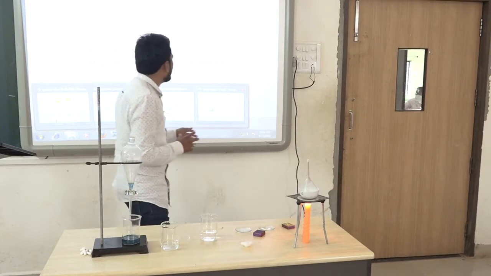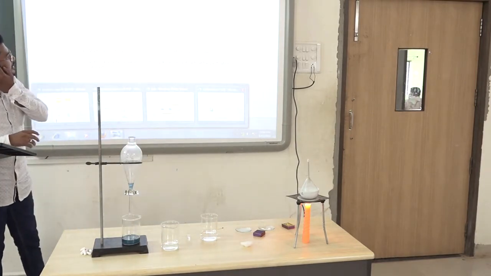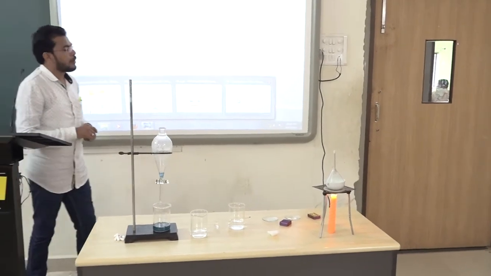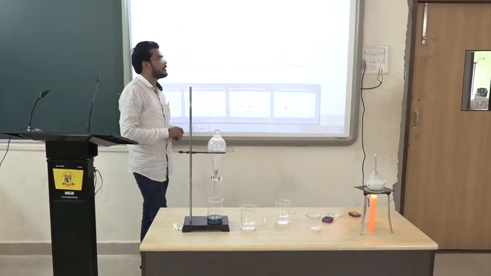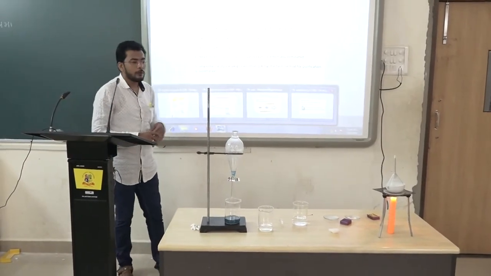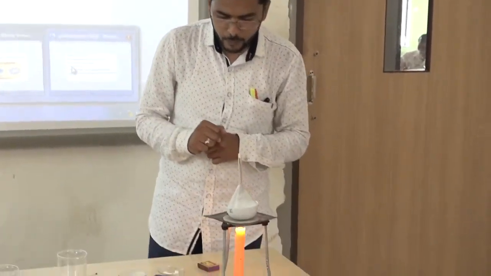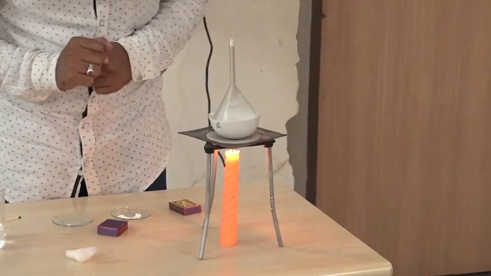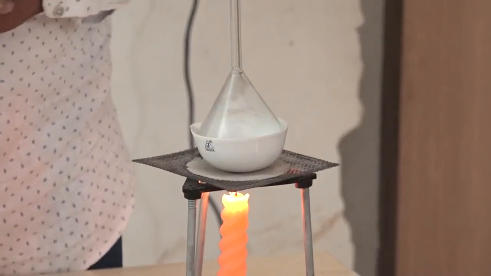And the advantages of this sublimation process: the main advantage is that it is used for purification. Second, that the minimum amount of product is lost. Third, we do not use any solvent in it. See, vapors are being produced in the funnel. I hope that you are seeing it. It is visible.